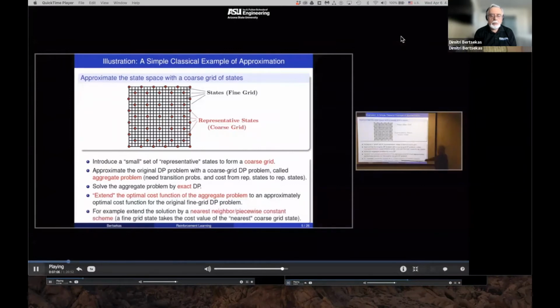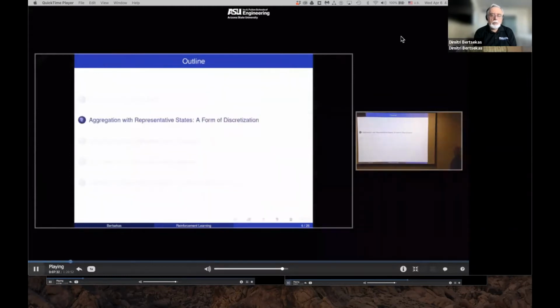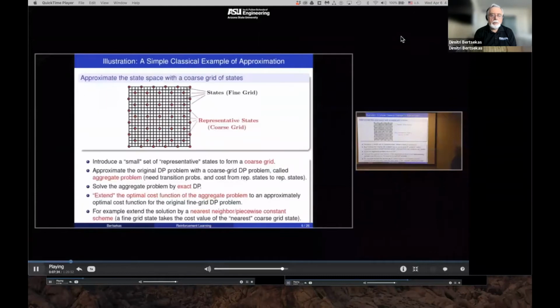One possibility is a nearest neighbor piecewise constant heuristic scheme, where a fine grid state, a black state, takes the cost value of the nearest coarse grid state. Okay, that will give you a piecewise constant approximation, right? And the levels are going to be the exact optimal cost of the red states. Okay, so that's the first idea, and we're going to build on that.